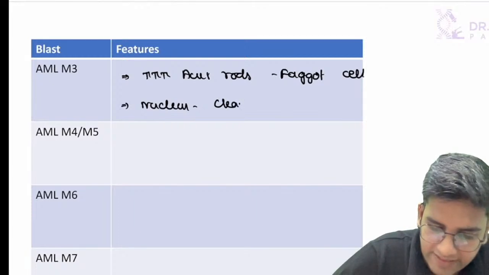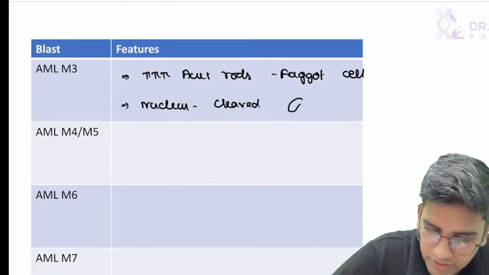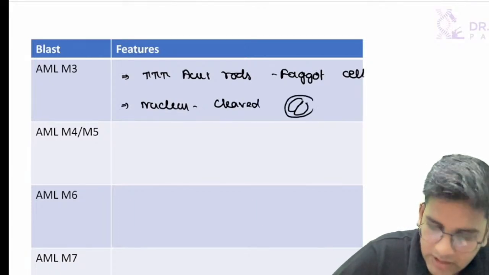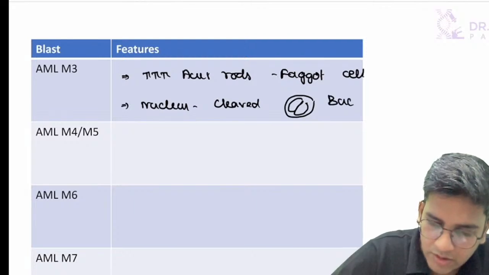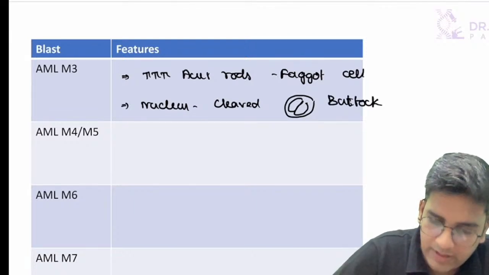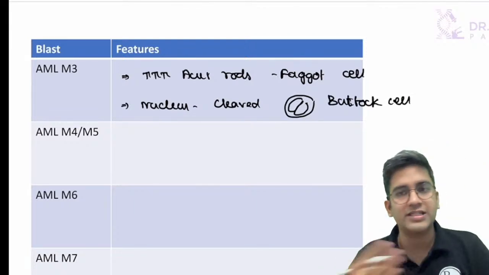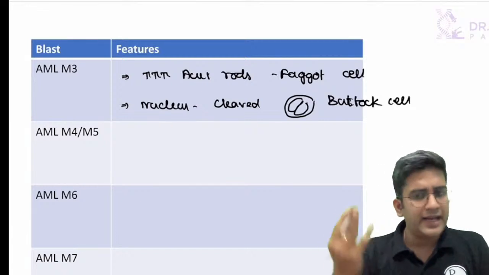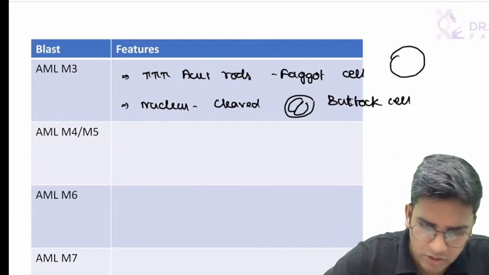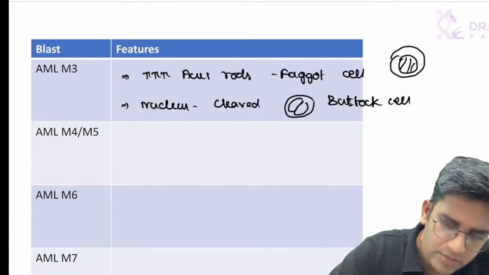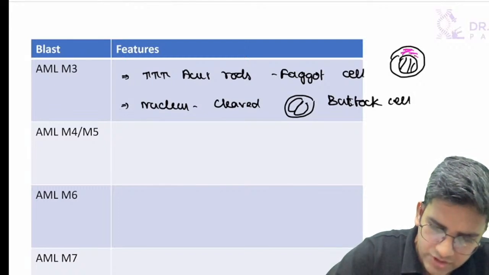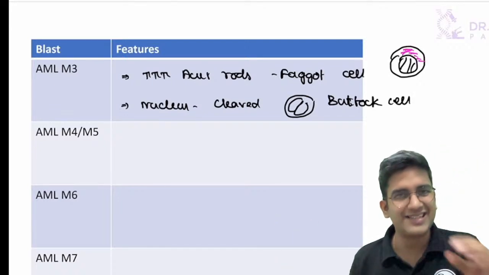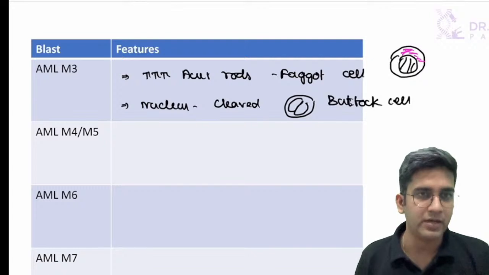It's an extremely cleaved nucleus, so it looks like a buttock, right? A buttock-shaped cell because of the cleaved nuclei, and the excess of Auer rods is a classical finding for an APML. You can draw an image of an Auer rod, not very difficult. Draw a nucleus here, put multiple rod-like structures here. It makes a faggot cell. Faggot cell and a buttock-shaped cell for APML primarily.